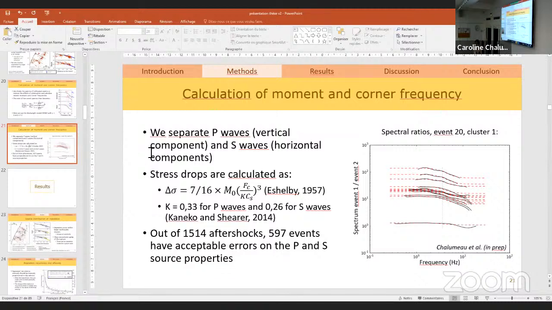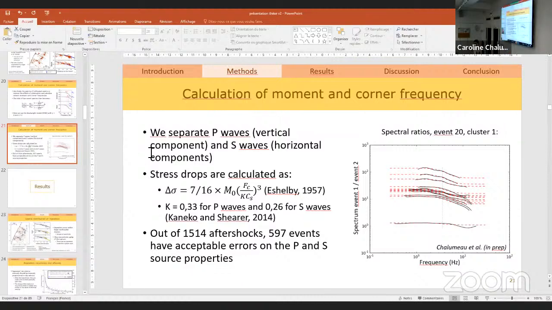There's definitely some of these ratios that don't really have much of a plateau. And it's the high frequency part where it doesn't level out. So it's not directly the moment ratio, it's really in the high frequency part. Where could this come from?